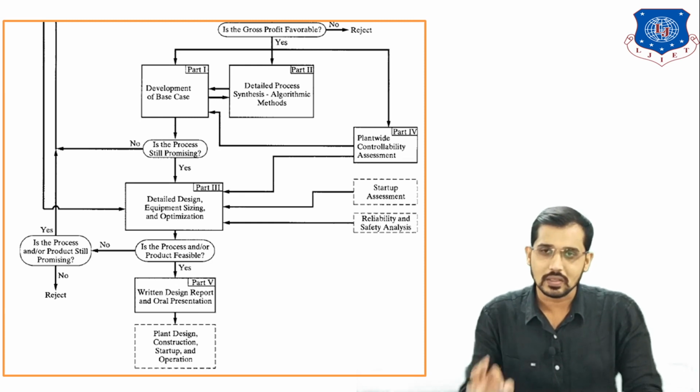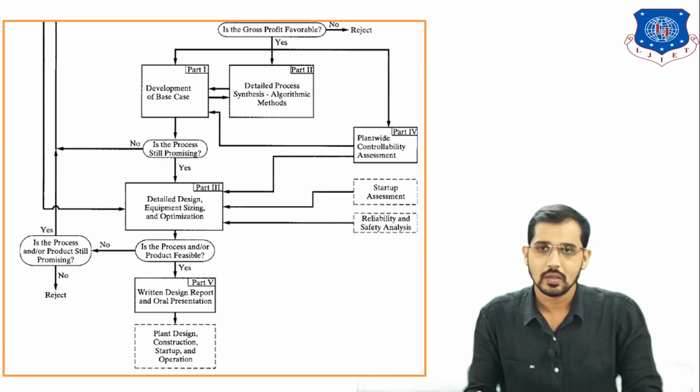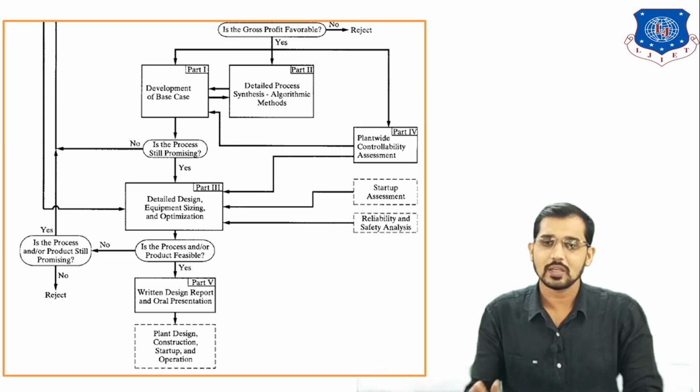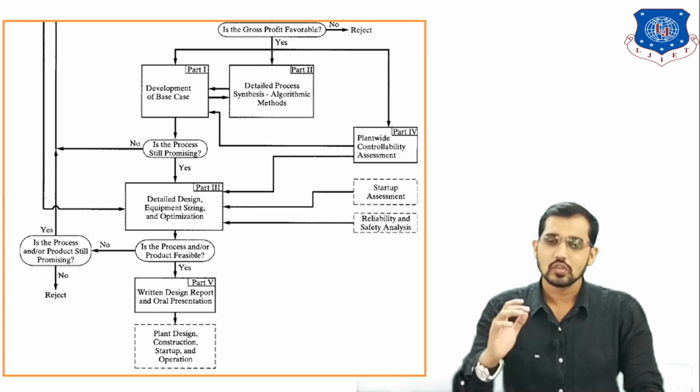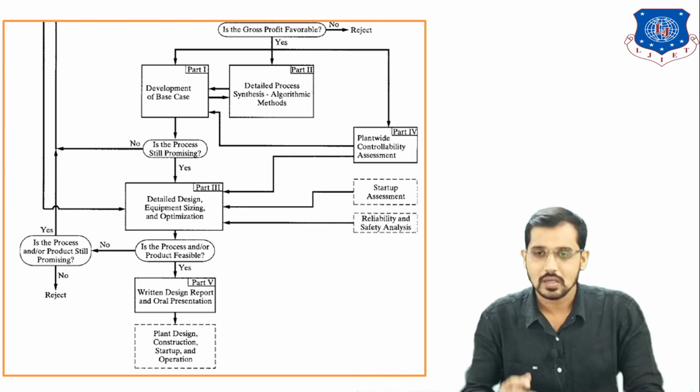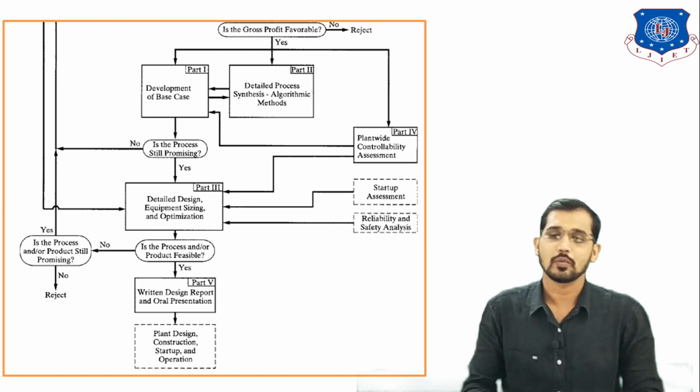Lastly, you have to check only one thing: whether the gross profit, whatever profit you are generating, is favorable or not. If profit is favorable, you select that process, otherwise you reject that process and select another process. It means a chemical engineer should know all these design processes to implement all these things on field. So this is all about product process design.